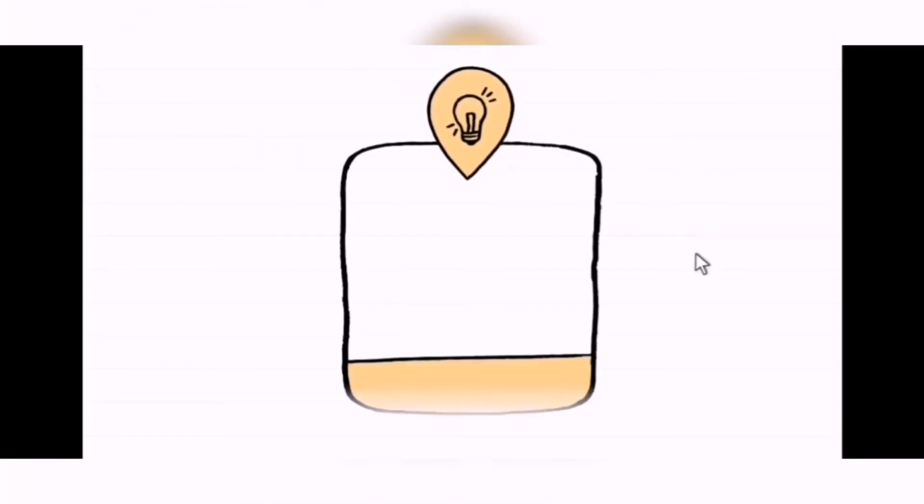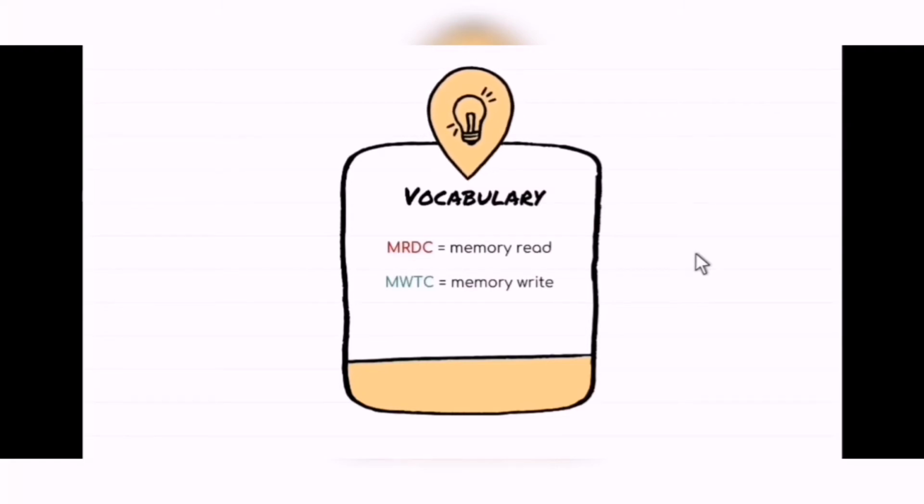Before we move to the next subtopic, here is the meaning of the vocabulary from the slide before. MRDC is memory read and MWTC is memory write.